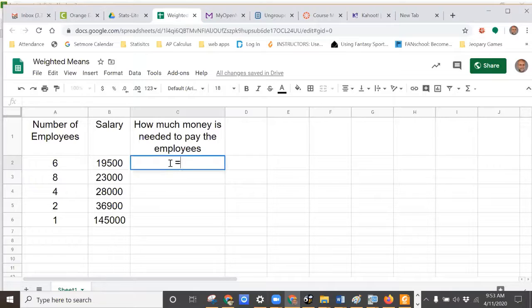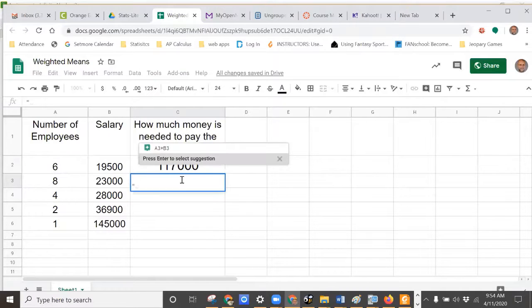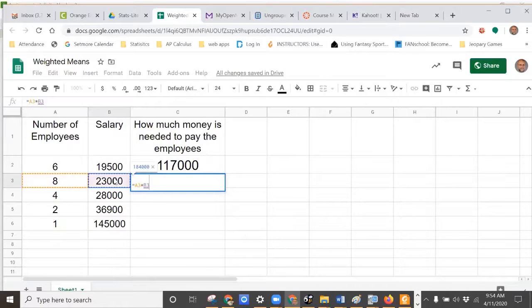On my spreadsheet, I'm going to do equals. Remember, equals is how we start a formula here. Let me change the font here a little bit. Let's go to 24. So I do equals, click on the 6, and then multiply, so shift 8, times what they earn, and that does the multiplication. I could type it again, but you guys have done this before. I do equals, click on the 8, then shift 8 times the 23,000, and that'll give me that product.